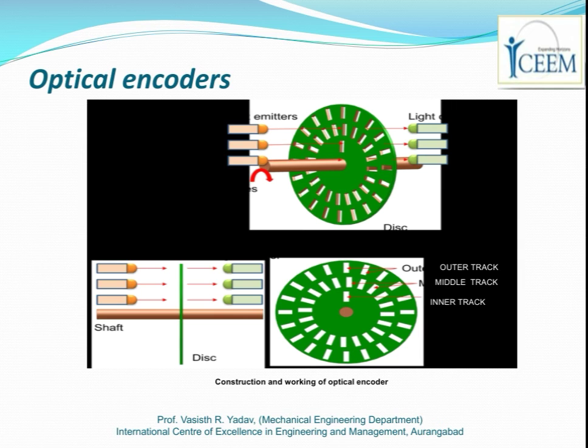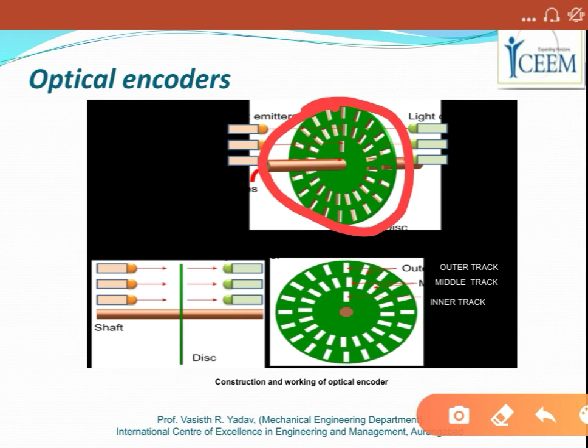Let us see the construction of an optical encoder. It comprises of a disc. So you can see that this is a disc, right? Now, we can say that this is the same component. So it comprises of a disc with 3 concentric tracks of equally spaced holes, right? So some holes are cut, and these holes are laid in circular tracks, which are equally spaced, right?